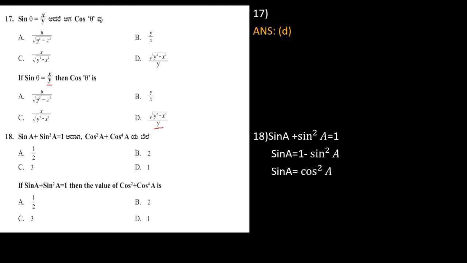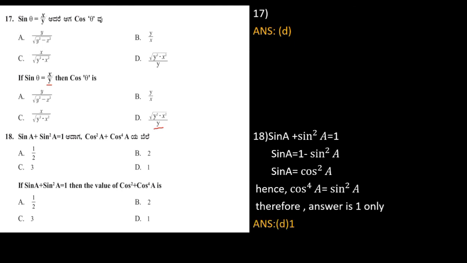Then we need to find cos square A plus cos power 4 A. Cos square A is sin A, and cos power 4 A will become sin square A. Sin becomes cos square, and cos power 4 becomes sin square. So the answer will be the same, that is 1. Therefore option D, 1, is correct.